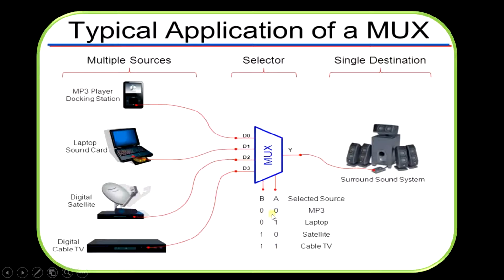If I have a combination of 00, it is going to select the MP3 player, 01 it is going to select the laptop, 10 the digital satellite, and 11 it is going to select the digital cable TV. So depending upon my selector switch, any one of these sources will be connected to the destination, which is the surround sound system.